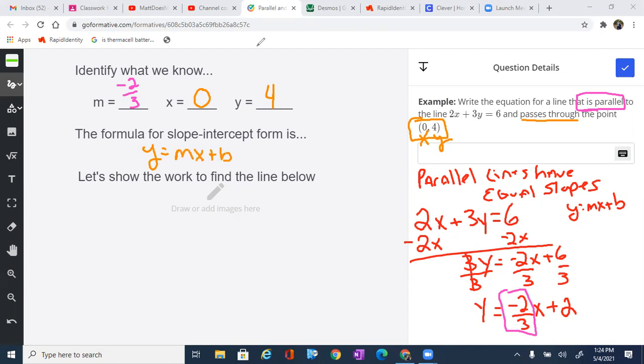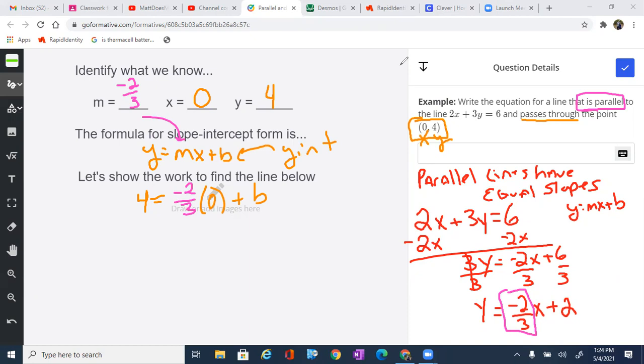Okay. And what we're going to do is, in order, plug in what we know. So the y value is 4. The slope value, or the m value in this case, is negative 2/3. And then the x value is 0. And then we are left with b, that's our y-intercept. Remember, y-intercept. So that's what we're going to solve for in this case.